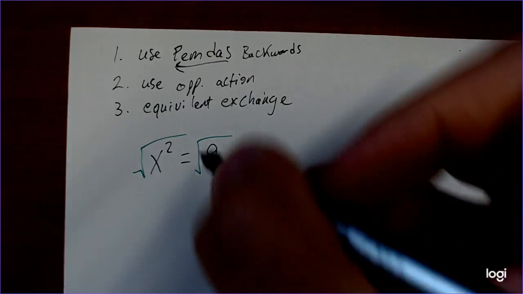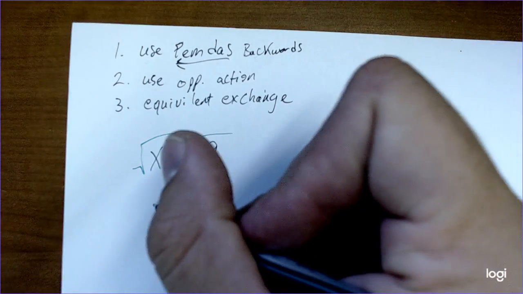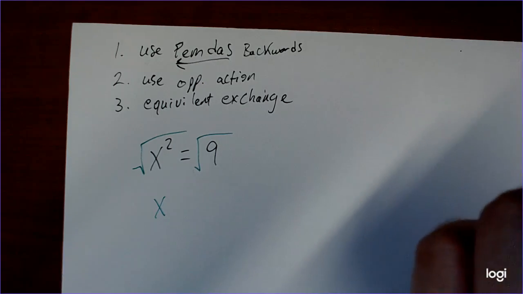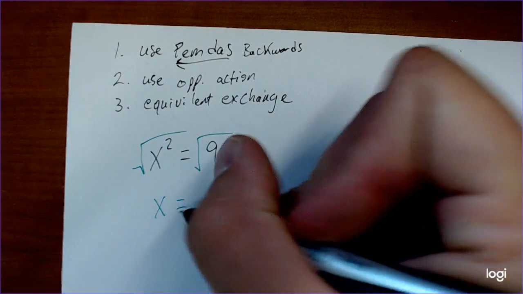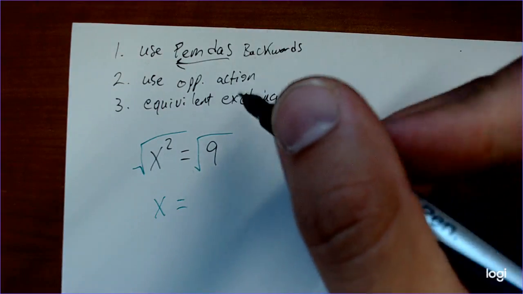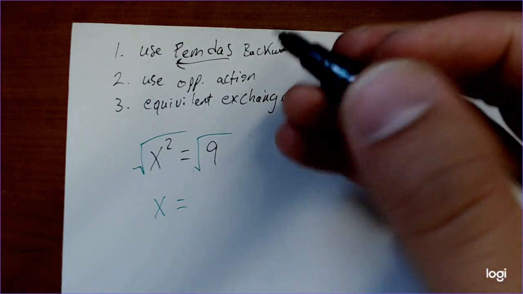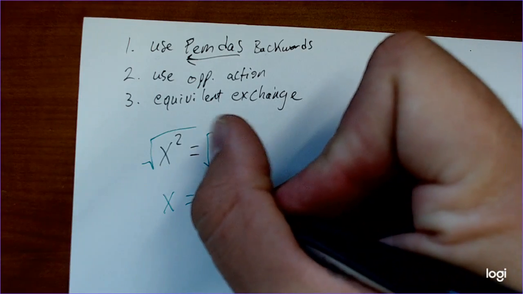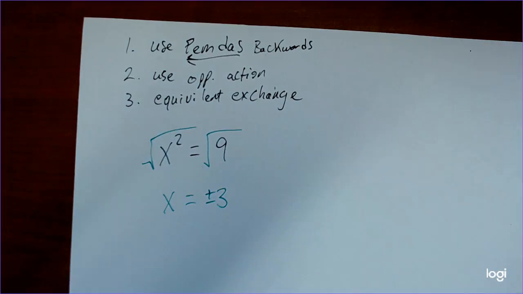Now we solve. The square root of x squared is actually just x, because the square root of any number squared is itself. And then what we have now is the square root of 9. The square root of 9 we should memorize. That's 3. One last thing, we're going to make sure we put a plus or minus 3 because of that difference of two squares theorem.